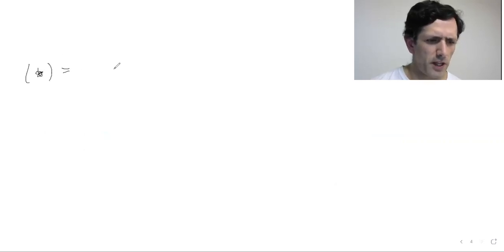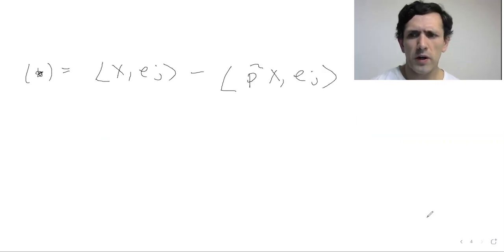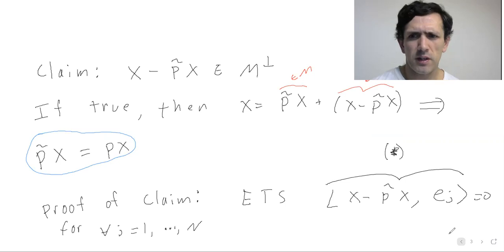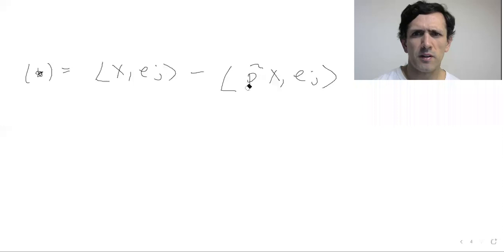Well, star is just the inner product of x with e_j minus the inner product of P tilde x with e_j. Well, what is P tilde x? P tilde x is given by this here, so let me erase what I had before and write in for P tilde x the sum. Maybe I'm going to have to make this a little bigger. I think I could fit this in. So the sum from j equals 1 to n of the inner product of x with e_j times e_j. I'm just going to move this over a bit.